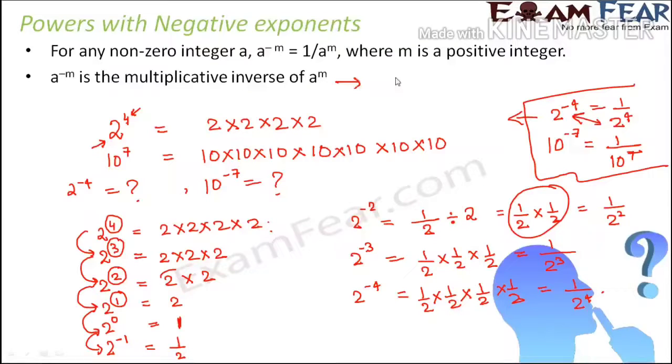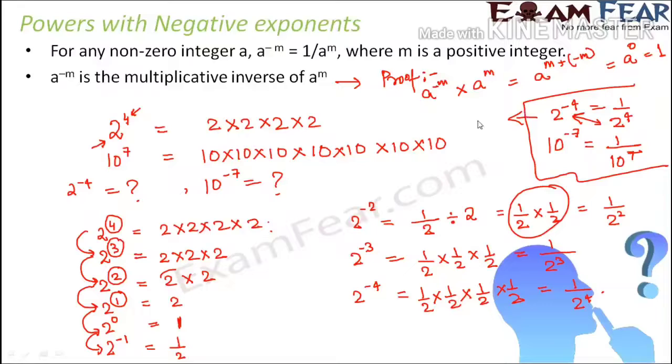Let's prove this. So the proof of this would be somewhat like this: a to the power minus m into a to the power m. By the laws of exponents, when you multiply two exponential numbers with the same base, in both these cases the base is a, then the powers get added. So in this case, m minus m would be 0, so this would be a to the power 0, and anything to the power 0 is equal to 1.